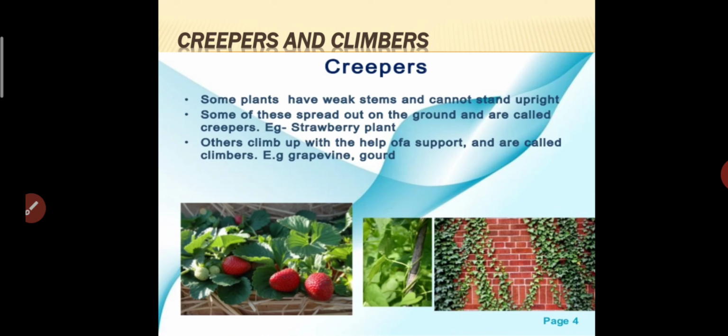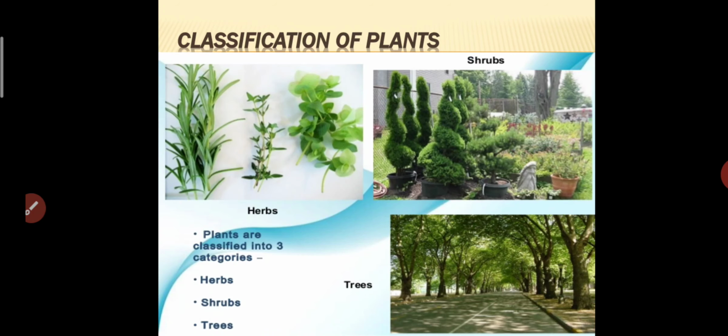Let's see. Herbs are very green and very small plants. Naturally they are very green and the stem is also tender, which means a non-woody stem. The herb stem is very green in color. We can easily bend its stem, it is usually short in height, and we can see a few branches in herbs.